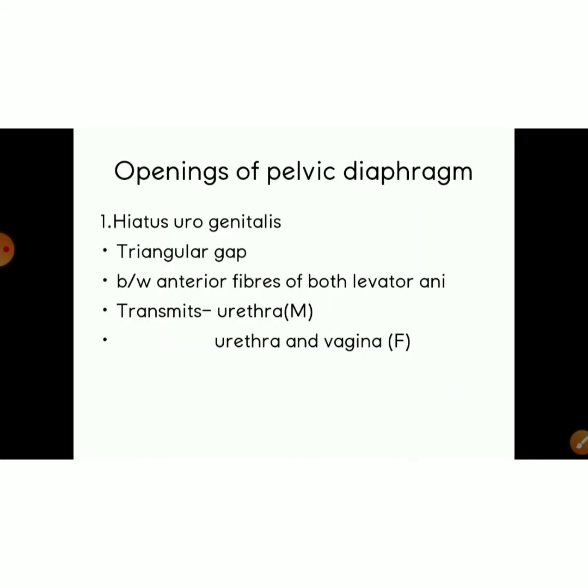Now we will talk about the openings of the pelvic diaphragm. So there is a hiatus. Hiatus means opening. Okay, so hiatus urogenitalis. It is a triangular gap between the anterior fibers of both levator ani muscles. The gap is closed from below by the urogenital diaphragm and transmits the following structures. They are the urethra in males and urethra and vagina in females. So the vagina will be situated behind urethra.